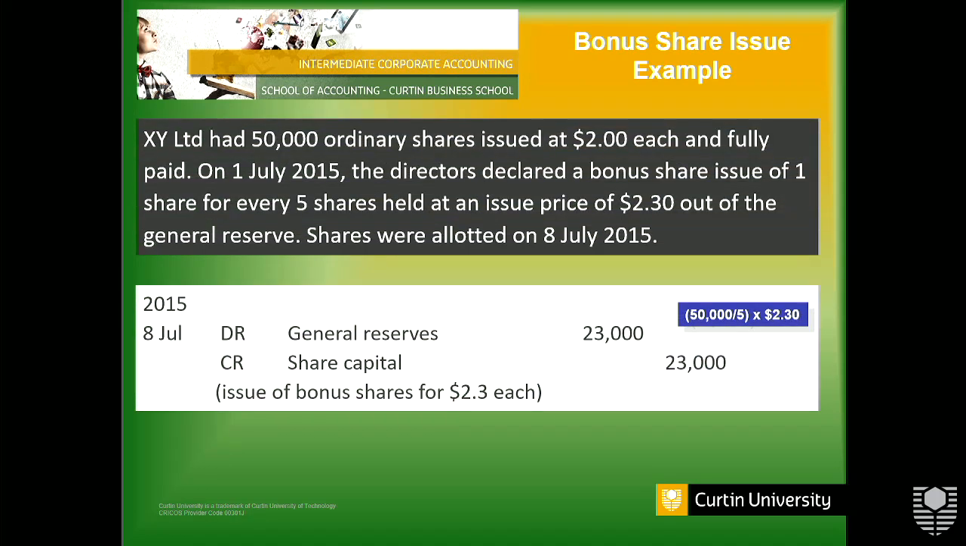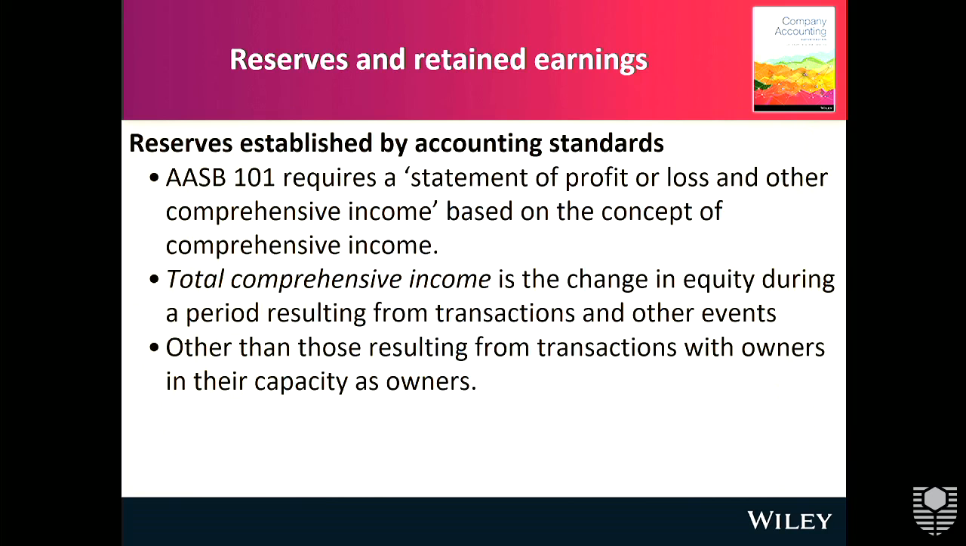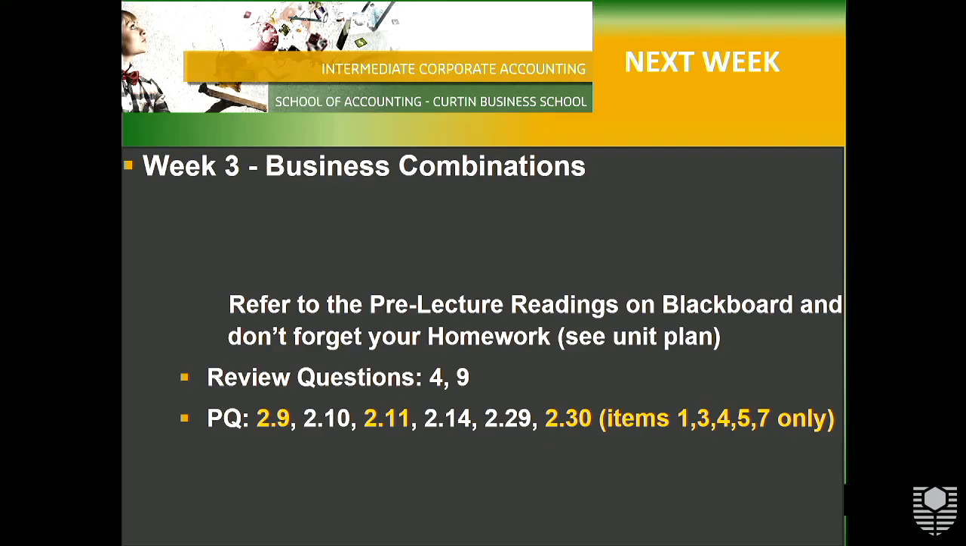Quick example there. Got 50,000 ordinary shares issued at $2, all fully paid. The directors declared a bonus of one share for every five. So we've got 50,000 shares divided by five, times your issue price there of $2.30. That comes out of your general reserves and your share capital goes up. So remember, with a bonus share issue, no one's paying for it, but it's funded out of your reserves. Okay, so you know what your reserves and your retained earnings are, so I'll leave you to read those ones.